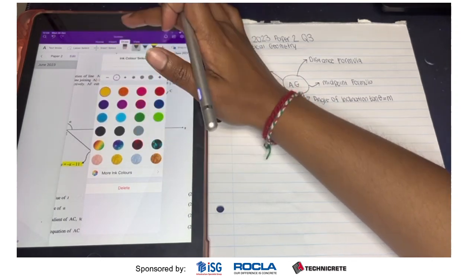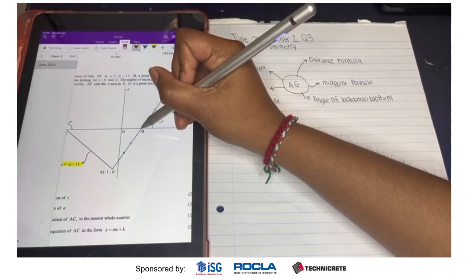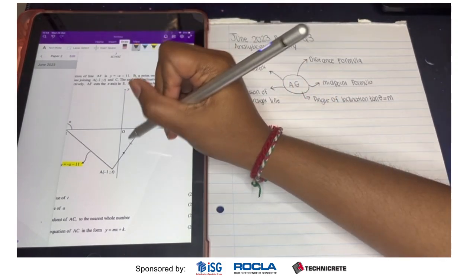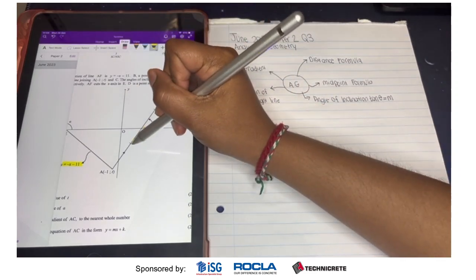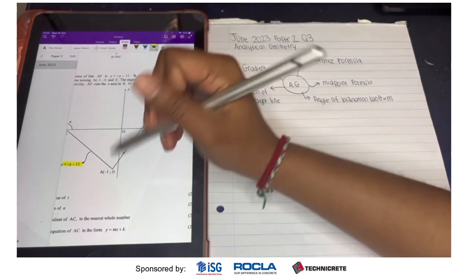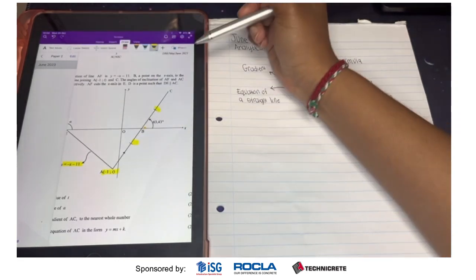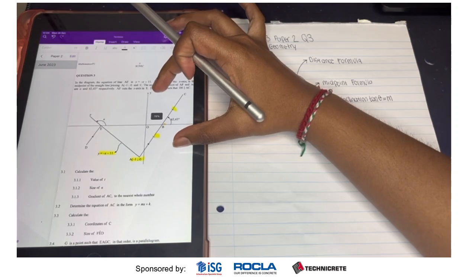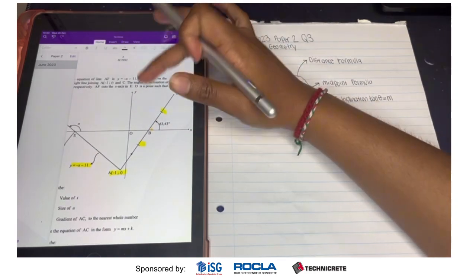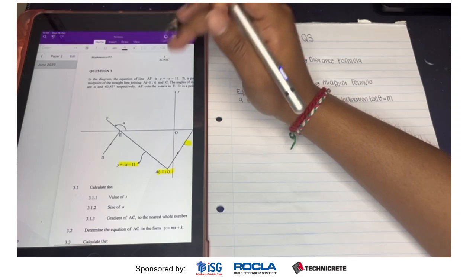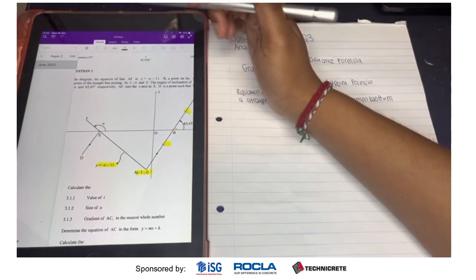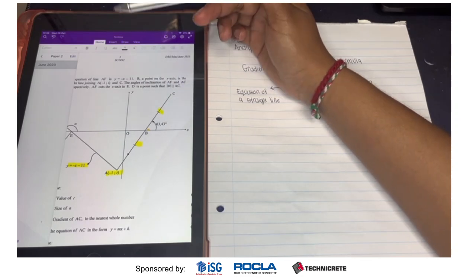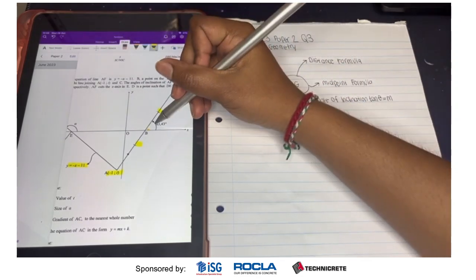Okay, so B is the midpoint of A and C. And we get given A, we have A's x value, but we don't have A's y value. Next, they tell us the angle of inclination of AF and AC is alpha. So here we've got two angles of inclination, an alpha, and here it's 63.43. I'm going to highlight all the information that I get given.